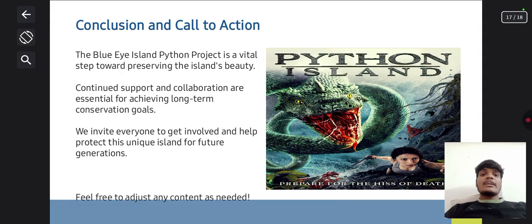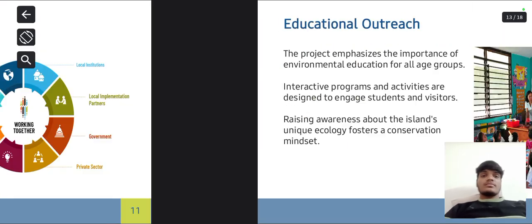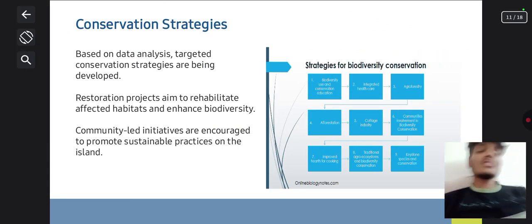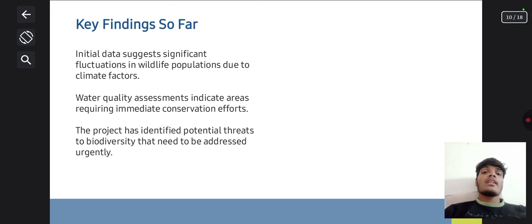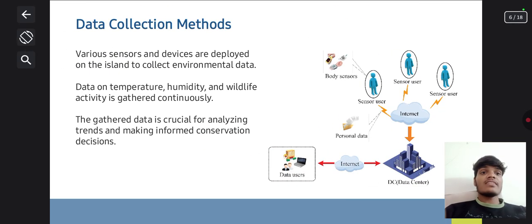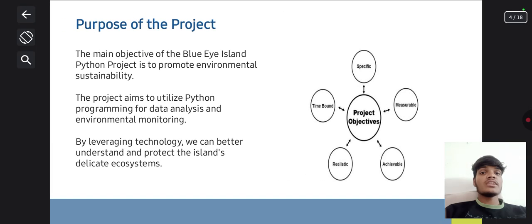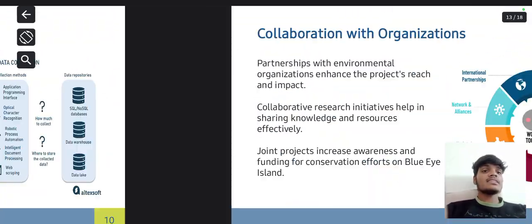So the Blue Eye Iceland Python project is a vital step towards preserving the Iceland's nature. Here we have discussed the Blue Eye Iceland Python project, how we store the data, how we collect the data, which challenges we faced, what the data types are, where data collection is used here, and what the purpose of the project is. These topics are discussed in this presentation.